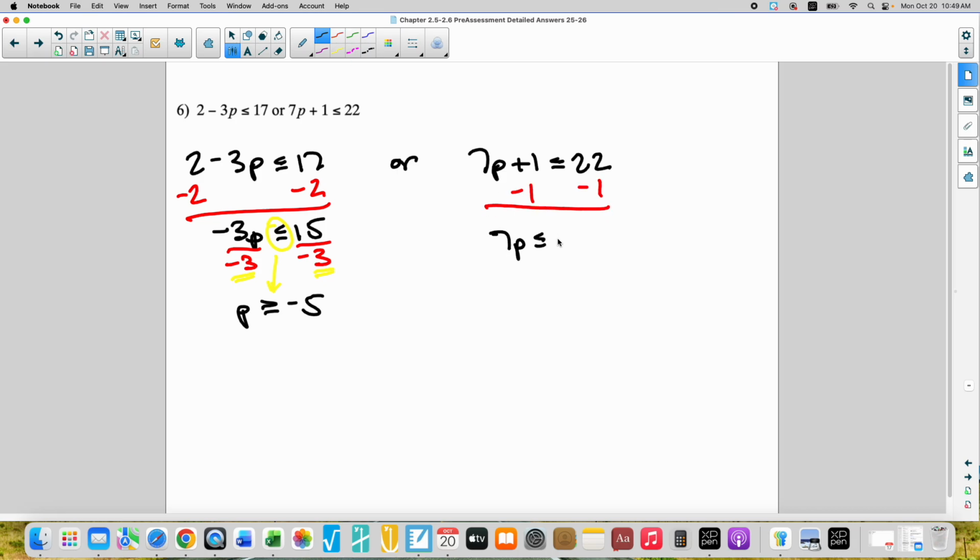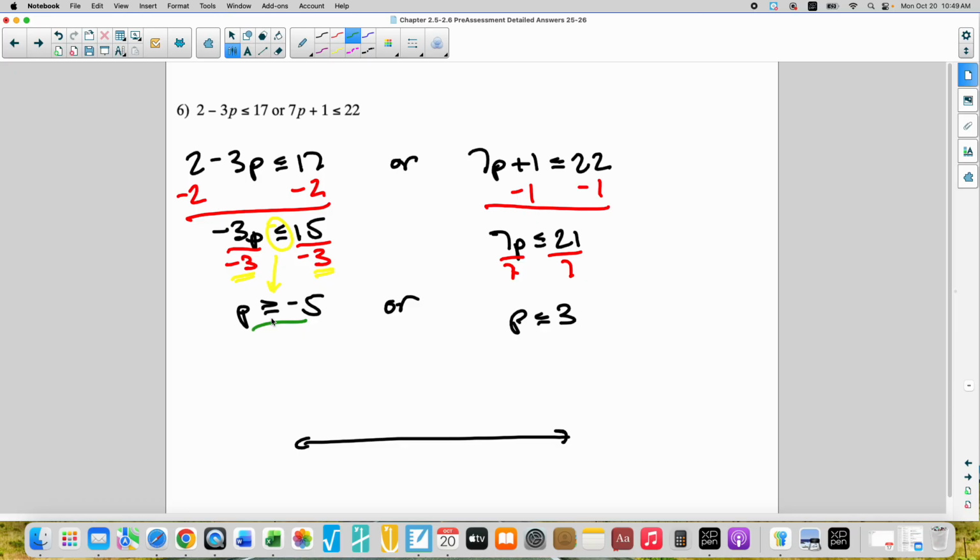Let's go -1. 7p is less than or equal to 21. Divide by 7. Divide by 7. P is less than or equal to 3. And it's an or statement.